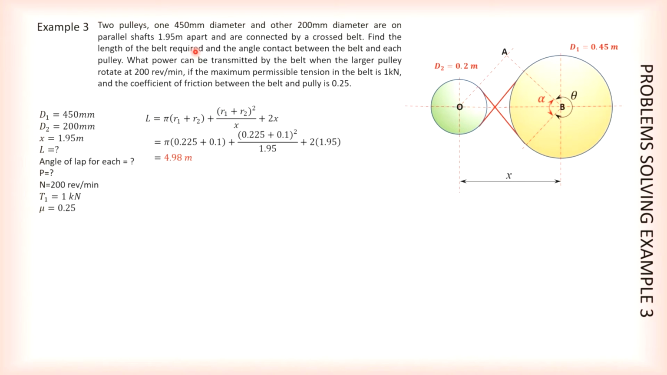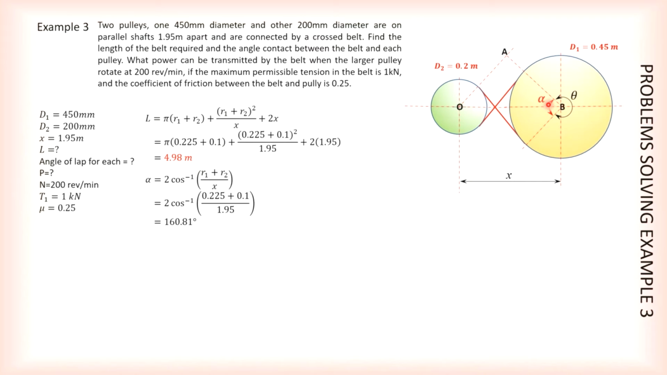So the first thing is they ask us to find the length of the belt. The first part is to find length of belt. So this is the formula that we use. Remember, this is for cross belt. So that is why here is plus. If it is open, then this part here is minus. So by putting in your R1 and R2, it can be in meter or millimeter. You can use in terms of millimeter or in meters. So the total length of the belt in this question is 4.98 meter.